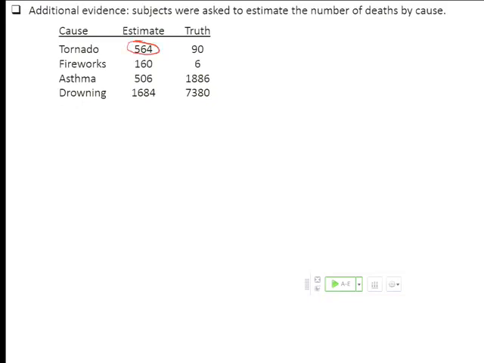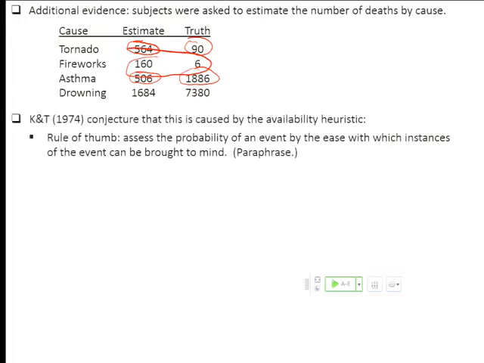Basically, people thought that the number of deaths each year by tornado was about the same as the number of deaths by asthma. In fact, very few people die in tornadoes, and quite a lot of people die of asthma. Fireworks, not quite. Well, I guess that's an even bigger proportional error. And with drowning, people were way off too. So what do we think is going on here?